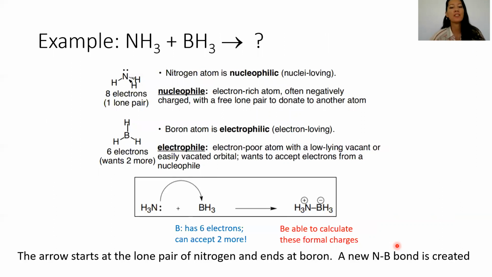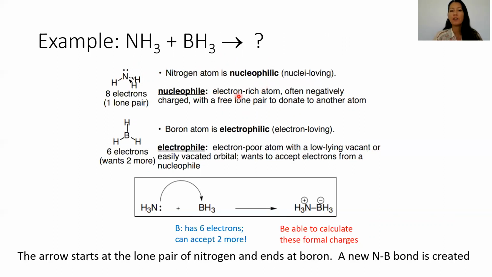Let's do an example. Let's just get into your first organic reaction here. We have ammonia plus borane, BH3. What are you going to get out of it? First of all, I'm going to introduce 2 terms to you, nucleophilic and electrophilic. Nitrogen is nucleophilic. It's nuclei loving. It has a lone pair and it's seeking out something positive, a positive nucleus.